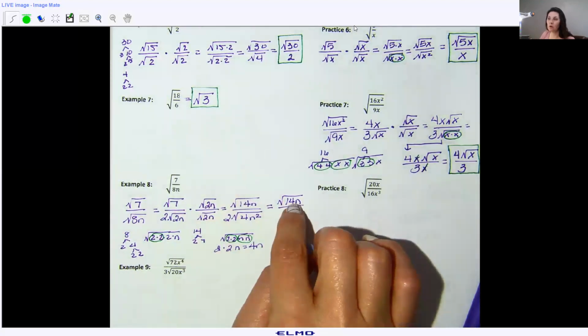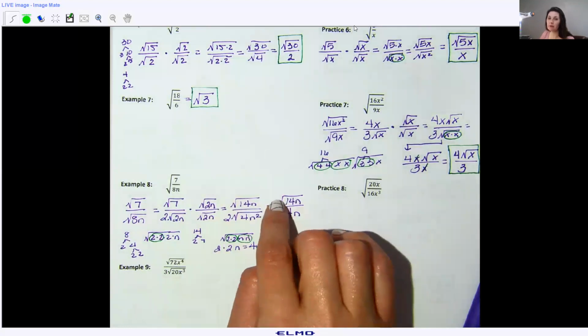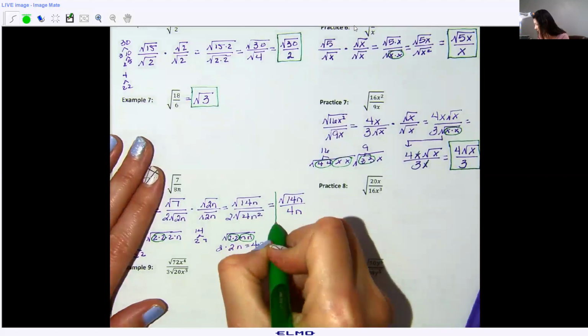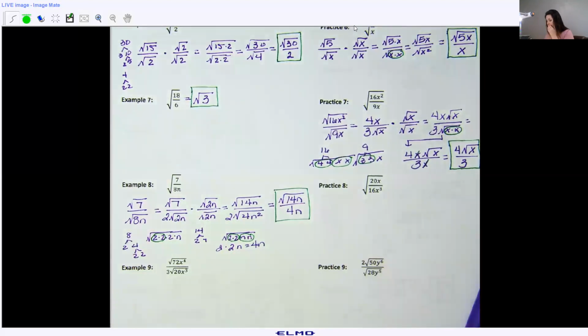Now, a lot of you may want to simplify this, but you can't. The reason you can't is because it is not proper to simplify a radical and then a coefficient and variable. If 14n was outside of the radical, then yes, you could simplify the 14n and the 4n. But because it's inside of the radical, you cannot simplify it. You can simplify a radical and a radical, and you can simplify a coefficient and coefficient, and you can simplify a variable and a variable. But you can't simplify what's under a radical to what's not under a radical. So this is your answer for example 8.